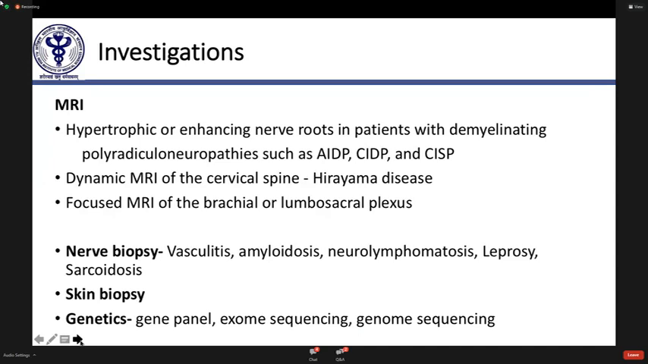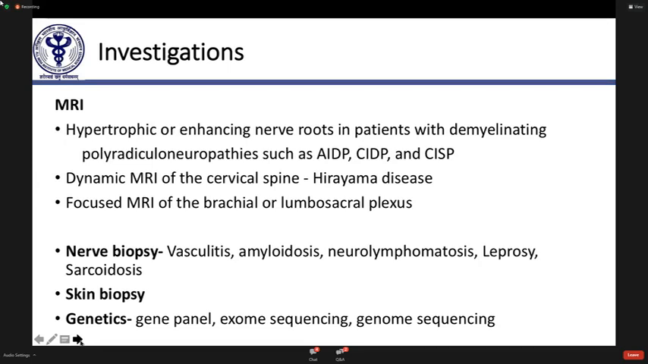Now the MRI part. I have not shown any of the electrophysiology or MRI pictures because most of these we will show in the video session. With MRI, you can see hypertrophic or enhancing nerve roots in patients with demyelinating polyneuropathies such as AIDP, CIDP, or CISP, chronic immune-mediated sensory polyneuropathies. Dynamic MRI, if you are thinking of Hirayama, and focused MRI of the brachial plexus or lumbosacral plexus can help in identifying the etiology of plexopathies.